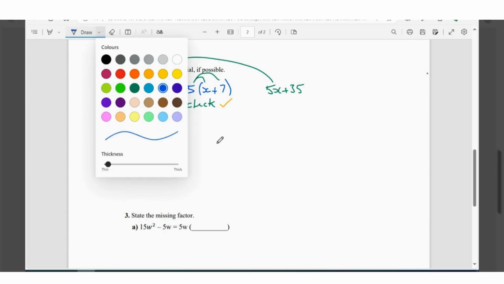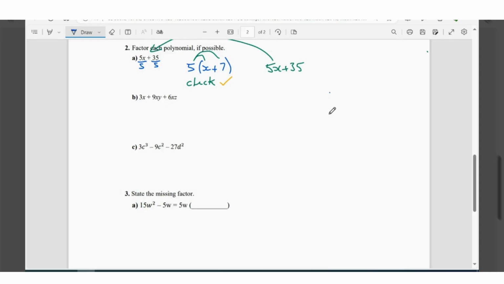Let's look at the next one. We want to see what's the greatest common factor. If we look at the numbers, it looks like 3 can go into 3. 3 can go into 9, and 3 can go into 6. So I'd say that's our greatest common factor. And our first one has an x, our second one has an x, and our third one has an x as well. First one doesn't have a y, it doesn't have a z, so it looks like 3x is the greatest factor that we can pull out of each of these. And we're going to divide each of these terms by 3x. So 3x is our factor.